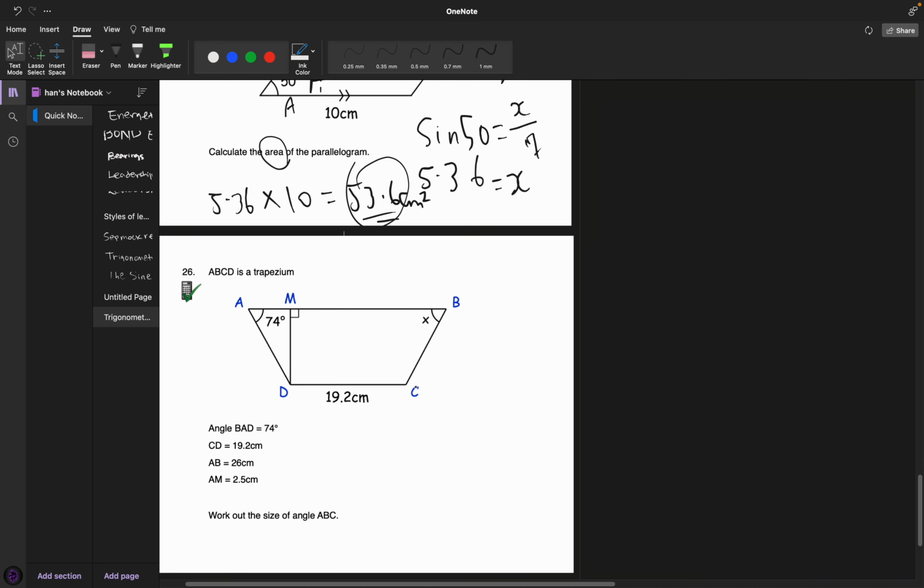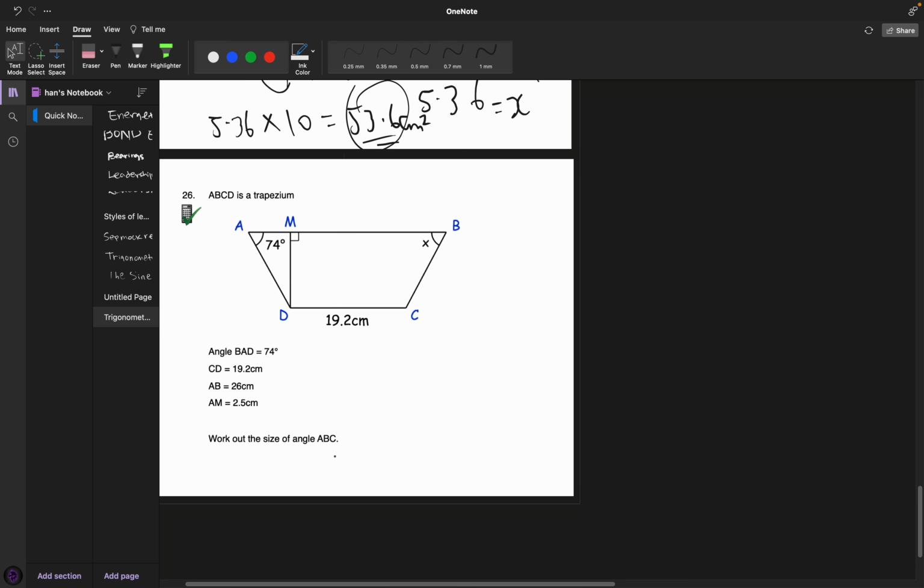All right, last question. This video is long, I know, but it's the last one. And if you can solve this question, you're good to go with trigonometry, at least 2D trigonometry. So try pausing the video and see if you can answer it. All right, ABCD is a trapezium. Provided a bunch of lengths and angles, and work out the size of angle ABC.